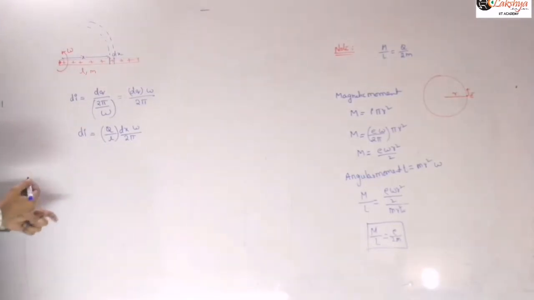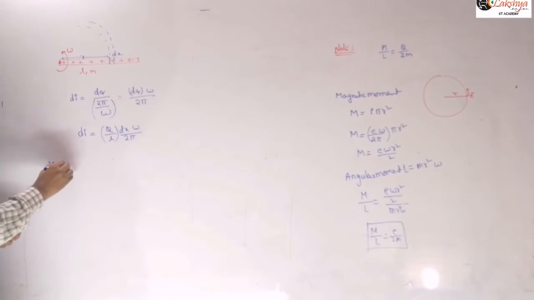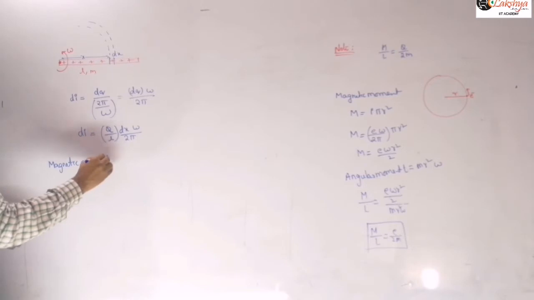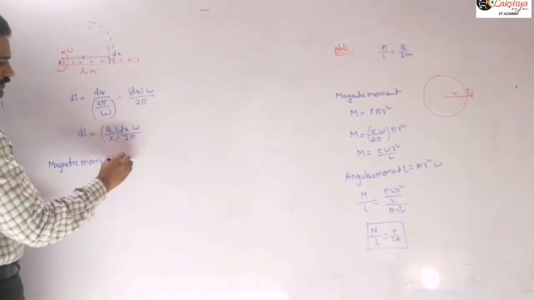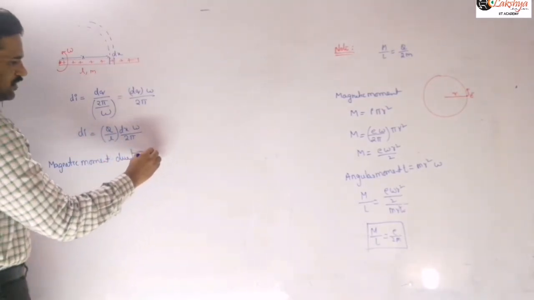Now let us write the magnetic moment due to that small element here. So magnetic moment due to small element.